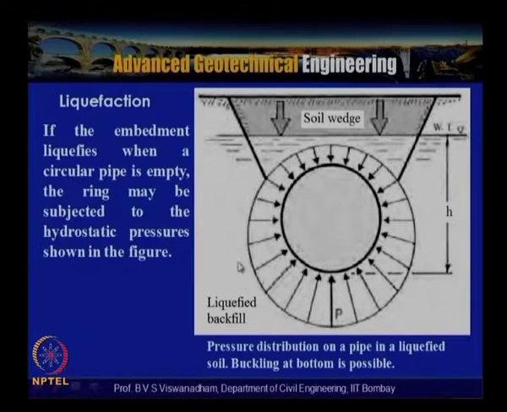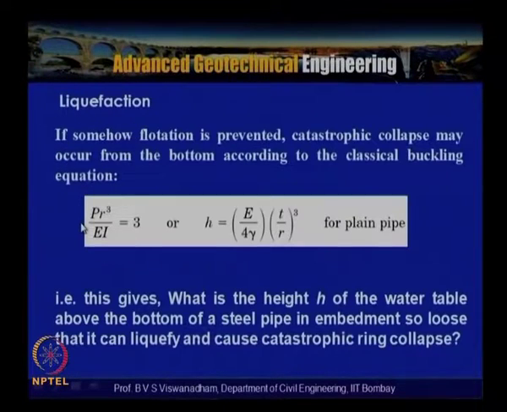So these are the so-called hydrostatic pressures that the pipe will momentarily be subjected to, and that can lead to damage of the pipe. So in this particular slide, what we have seen is the countering resistance, and this is the hydrostatic pressure distribution at the onset of liquefaction due to some seismic perturbation.